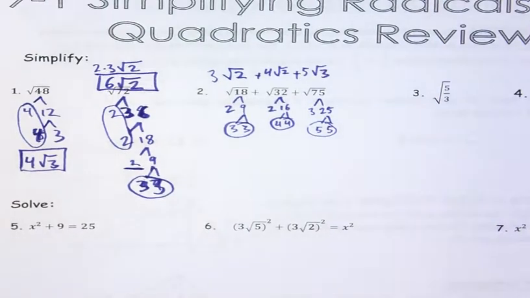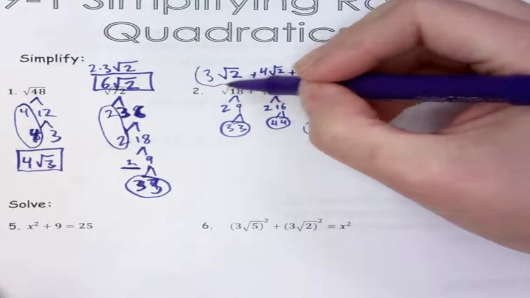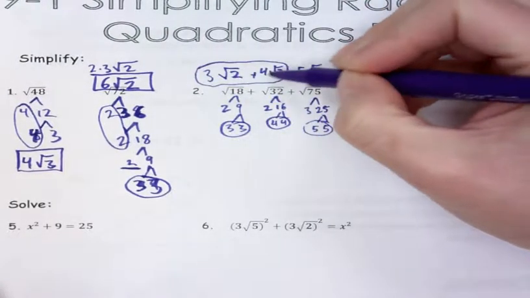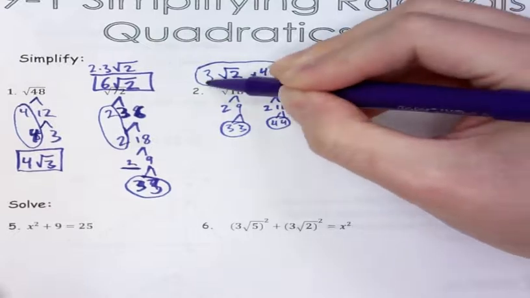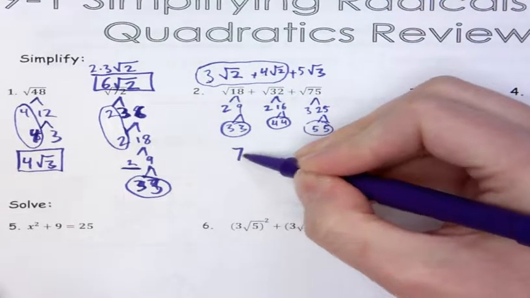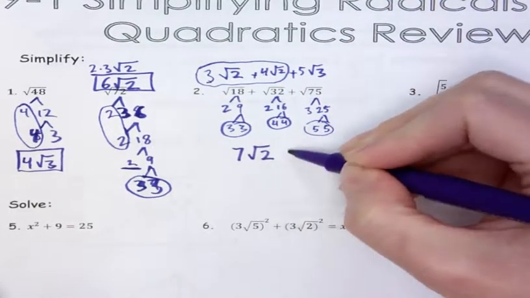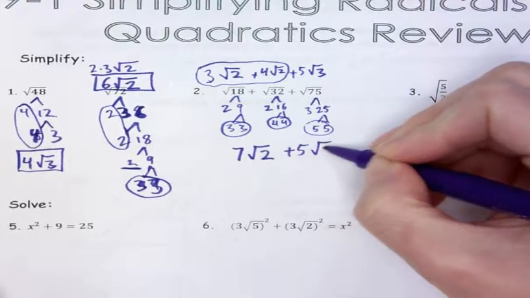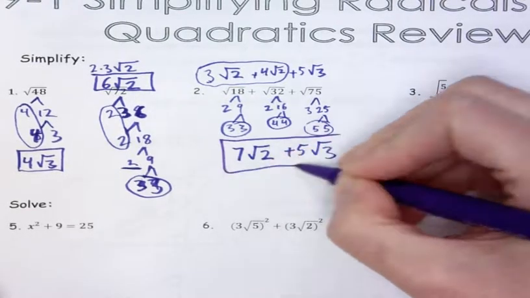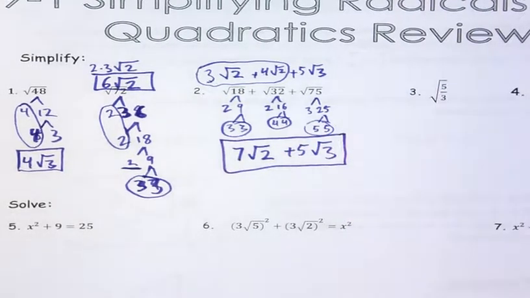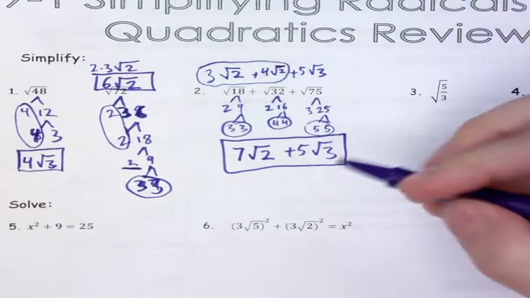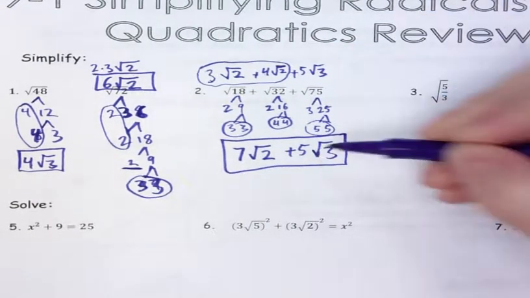Okay, so now that I've simplified them, do I have any like terms I can add? Which ones? The first two. Like terms mean they have the same square root, and I only add the numbers in front, so that becomes 7 root 2 plus 5 root 3, and that's my answer. Okay, so when we're asked to add radicals, we have to simplify and look for like terms. If there's not a like term, it just stays separate.